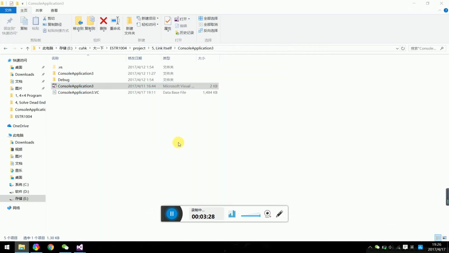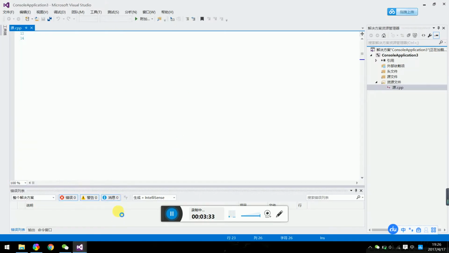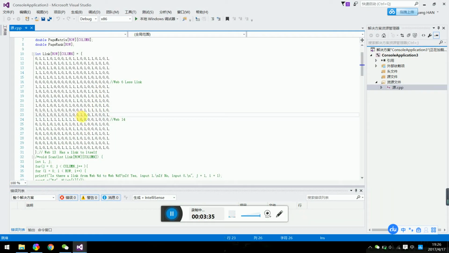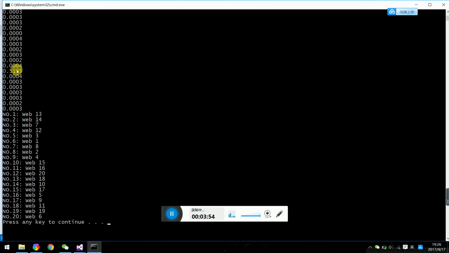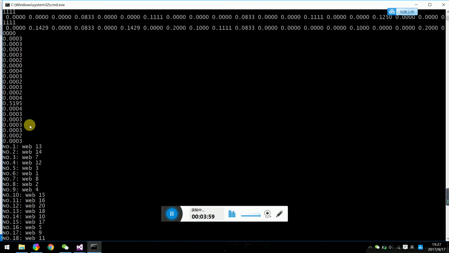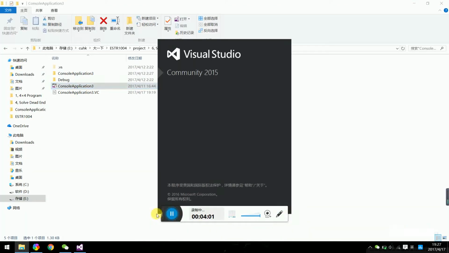So what about if some web has links to itself? We made web 13 have a link whose target is itself. If we don't solve this problem, what about the PageRank of the whole system? We can check, and as we can see, page 13 got the highest PageRank, and the other pages' PageRank tends to become 0. So how can we solve it?